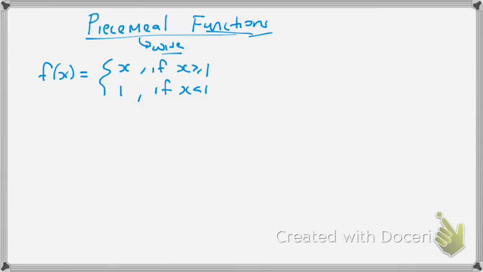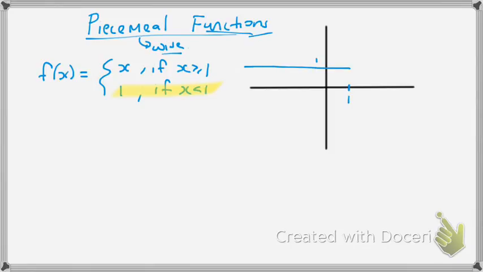So we've got our axes. And basically we split the axes into two regions: the region bigger than 1, and the region less than 1. So when it's less than 1, the curve is always 1. That gives us a horizontal line through here at 1. When it's bigger than 1, the curve is x.